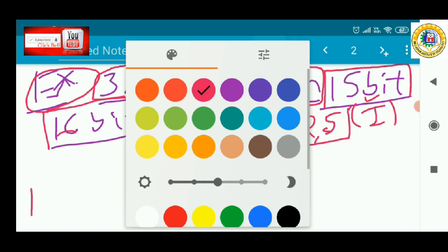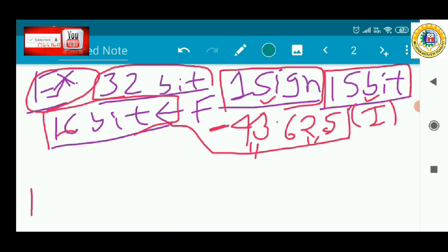So that is for the case of the sign bit. Next we have to know that in the question it is said that 15 bits are reserved for the integer part. So we have to first convert the 43 into its corresponding binary format and then represent this binary number in the 15 bit format.